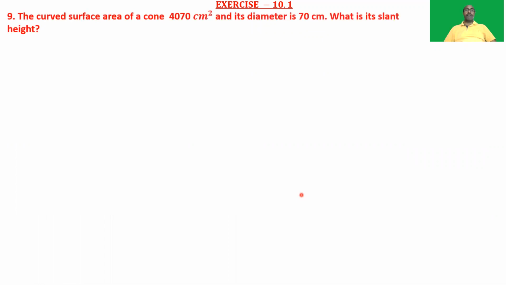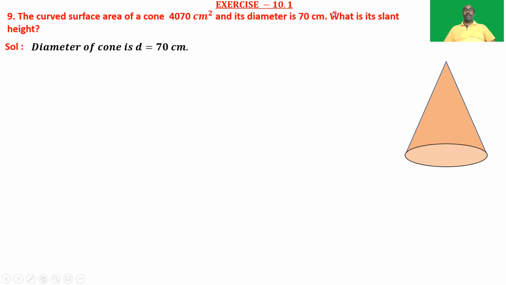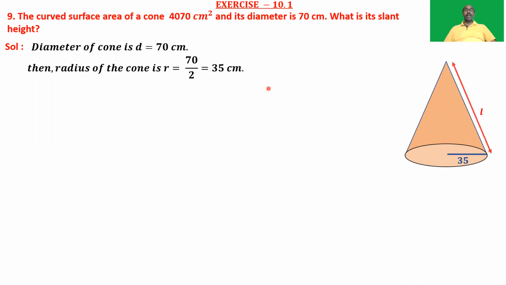The curved surface area of a cone is 4070 centimeters square and its diameter is 70 centimeters. What is its slant height? Okay, very easy to find its slant height. Here we have a cone and its diameter d is 70 centimeters, which is given in the problem. So its radius is 70 by 2, which is 35 centimeters, and we have to find its slant height.